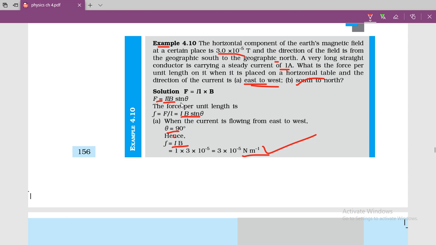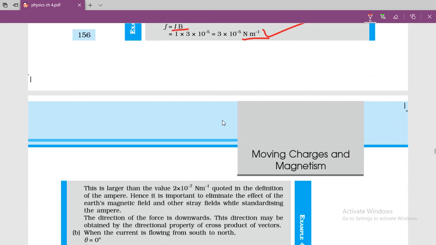So you can use here sin 90 is equal to 1, and F by L, that is force per unit length, is I into B sin theta. So I hope you understand this part of the question. Let's see the second part.